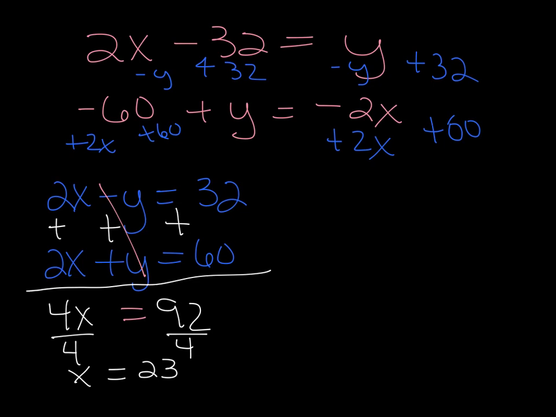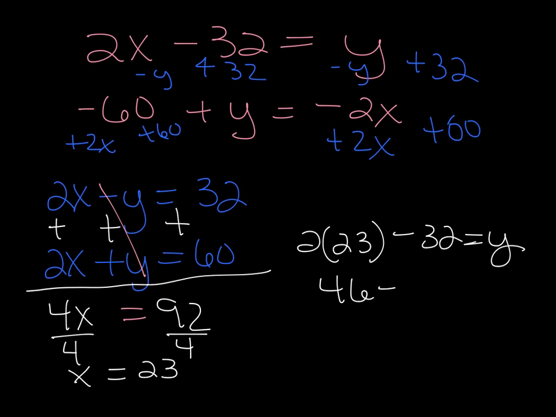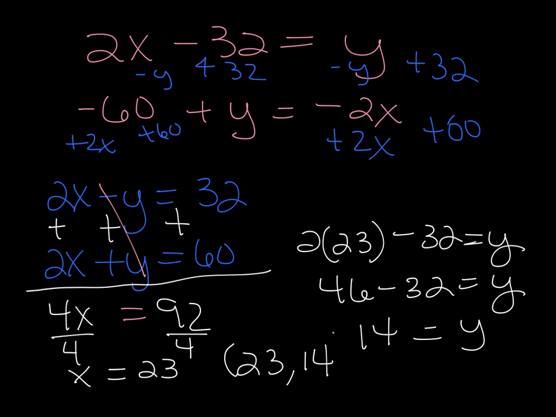So x is 23. Now, of course, I have to find y. And I'm going to plug x back into one of the original two equations to solve for y. So I'm going to use the top one. And if I take 2 times 23 minus 32 is y. This gives me 46 minus 32 equals y. So y is supposedly 14. So my answer is (23, 14).